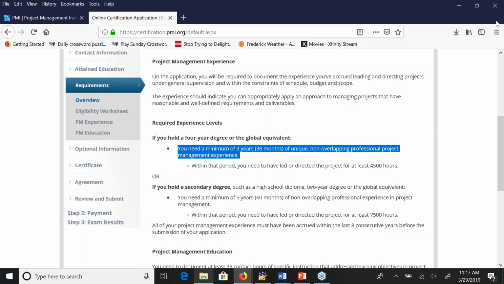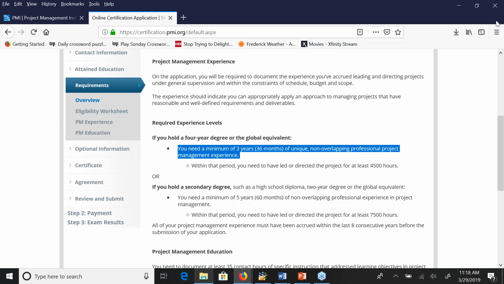Oh, and you'll notice that sub-bullet there. It says within that period, you need to have directed the project for at least 4,500 hours. Well, in 2018, if you had those 2 projects, you'd have 1,500 hours knocked down. Oh, but you'd still only have 12 months done. You can't get more than 12 months out of a year. Got it. So, the hours, you can stack projects to your heart's delight.